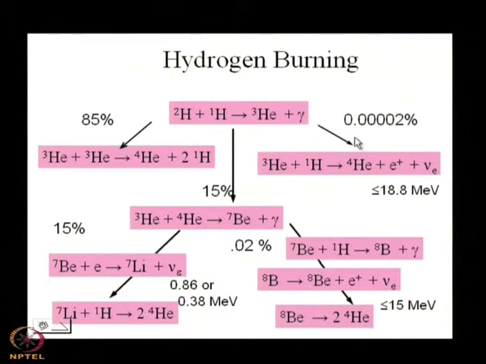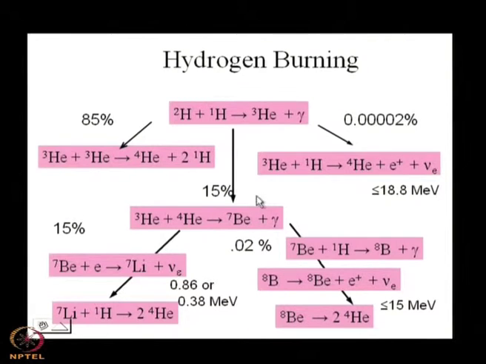Okay, but this reaction, a very small fraction of the total helium is produced in this path. So, we have discussed this path and this path. There is a third path. In the third path, the helium 3 which was there collides with the helium 4 which is already existing, and in this collision you form beryllium 7, okay, and a photon is released. So, 15% of the total helium is produced through this pathway.